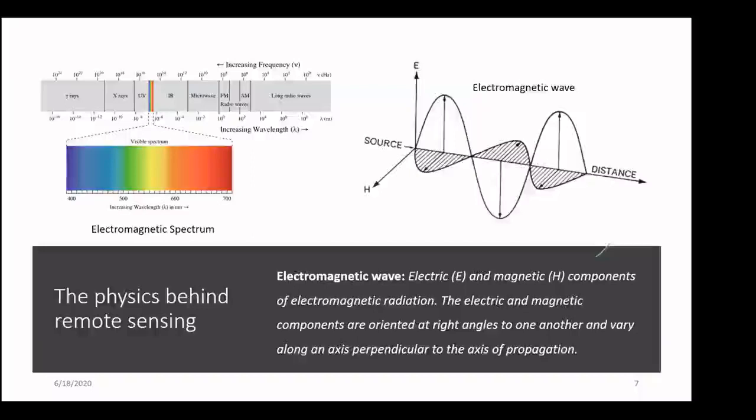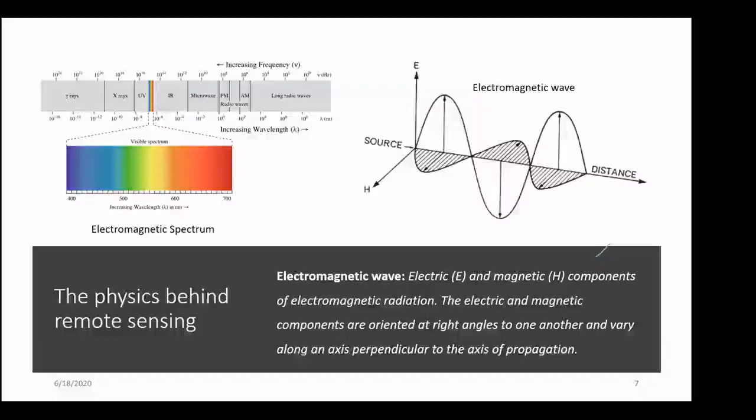So when we talk about remote sensing, it is necessary to understand the physics behind it. Remote sensing mainly depends on the electromagnetic wave, which is a component of electric and magnetic waves, which are perpendicular to each other and oriented along an axis.